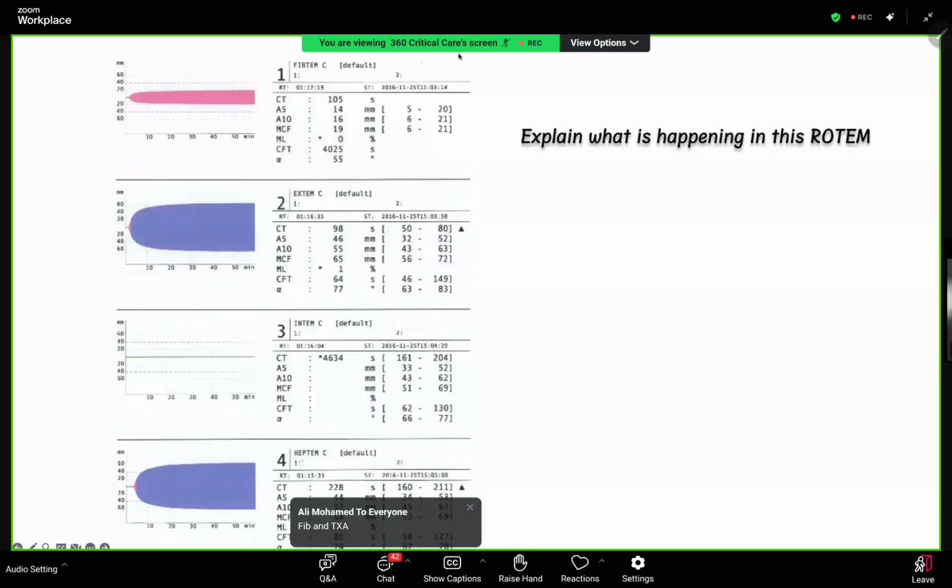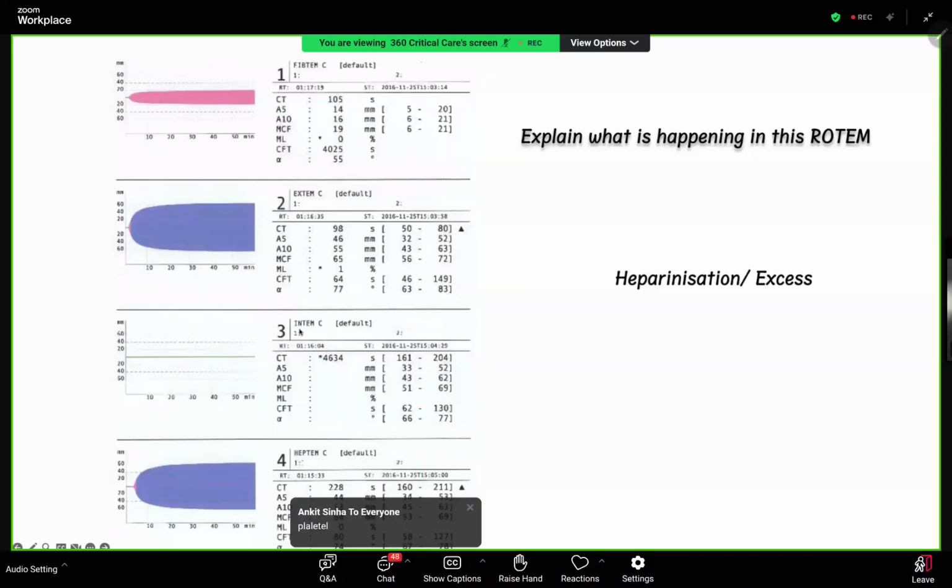What's happening with this one? Can you take us through it quickly? So the A5 is normal at 15. Okay, what does it say? Factor 7. Okay, factor 7 deficiency. I cannot make out what is factor 7 deficiency, right?